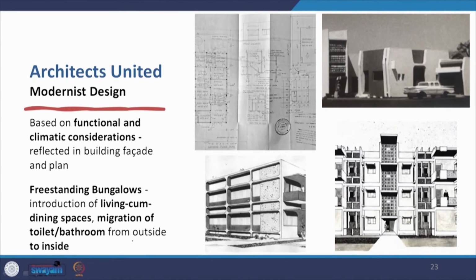Now the architecture of Architects United was based on functional and climatic considerations, reflected in the facade of their buildings and also in the plan. I am sorry that the drawing is not very clear, but that is also being shown in the way the spaces have been designed. They introduced the freestanding bungalow with living cum dining spaces, and migration of toilet and bathroom from the outside to the inside. It's become repetitive, but again it's important that even they were following the same principle.